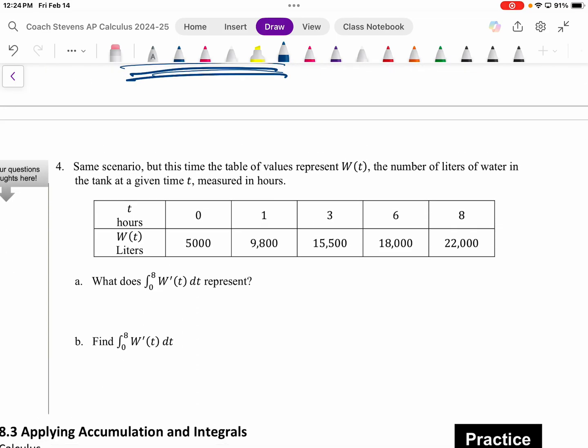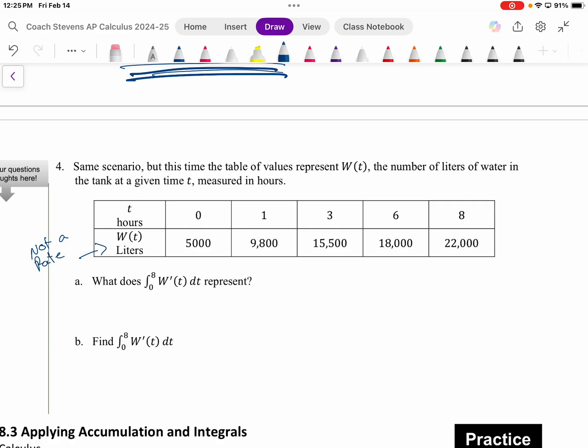All right, last one. Same scenario of the tank, but this time the table values of W of T is the number of liters of water in the tank at a given time. So it's not being pumped in, so it's not a rate. It's just what is there right now at each of those time intervals. So a little note here, notice that is not a rate.